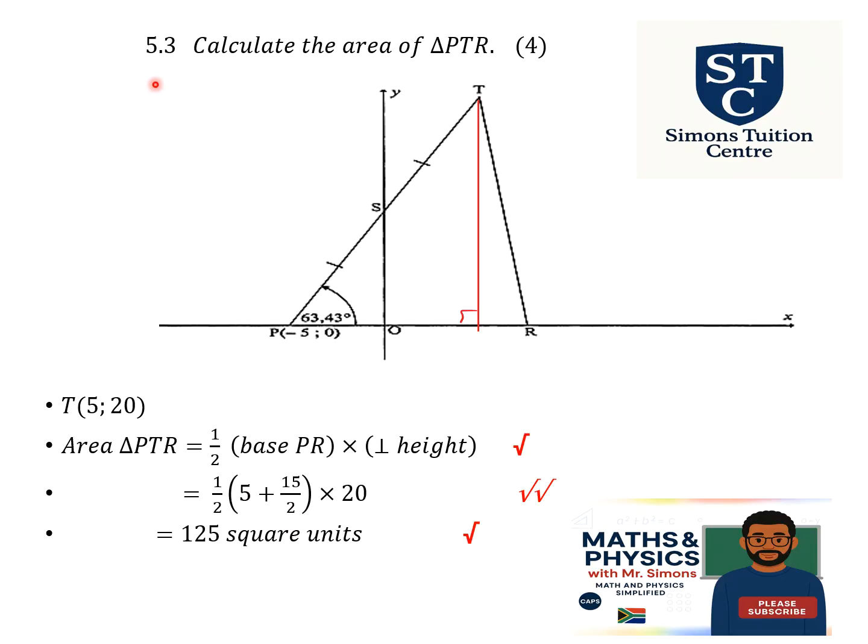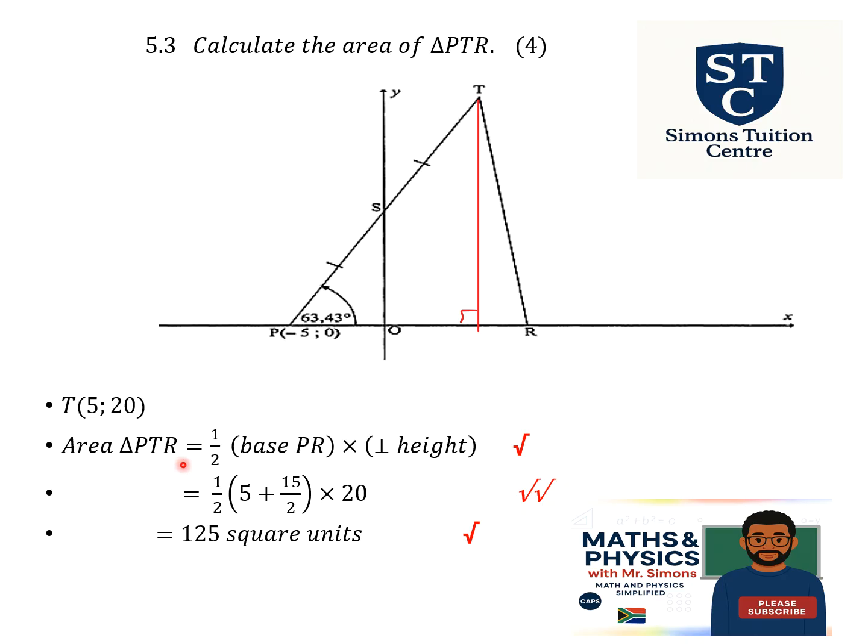Right, the last question here says calculate the area of triangle PTR. So there's PTR. Right, now we've found the coordinates of T. T is 5 and 20. That means if I draw a straight line from T down to the x-axis, so it makes a 90-degree angle. From here to T is 20 units. So I have the perpendicular height. Then I can take PR as the base, because the base and the height always meet at 90 degrees.